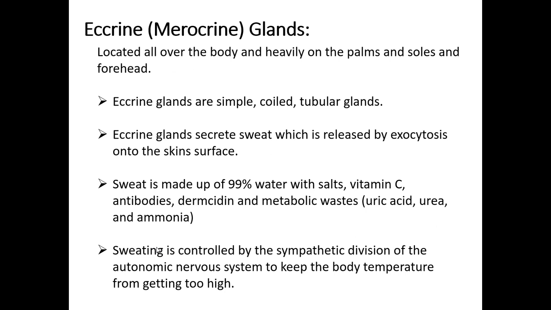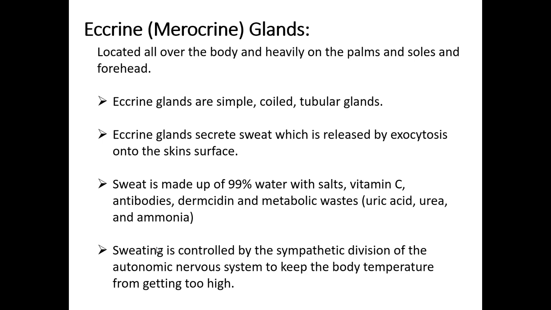So let's look at the eccrine or merocrine glands. They are located all over the body. They are heavily present in the palms and soles of our feet and on our forehead, hence where, if we're nervous or we are hot, we will begin to sweat. Eccrine sweat glands are simple, coiled, or tubular. Eccrine glands release their fluids by exocytosis onto the surface of the skin.